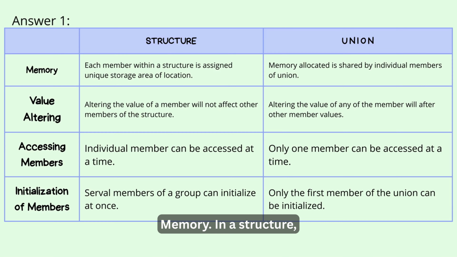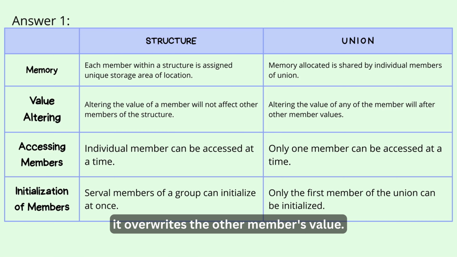Memory. In a structure, each member gets its own memory. But in a union, all members share the same memory. Structure, separate memory, and union, shared memory. Value altering. In a structure, if I change one member's value, it will not affect the other members. But in a union, if I change one member's value, it overrides the other member's value.